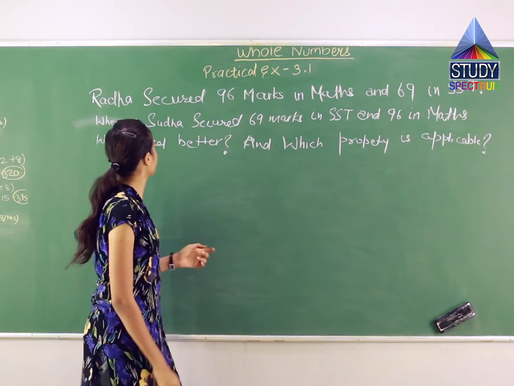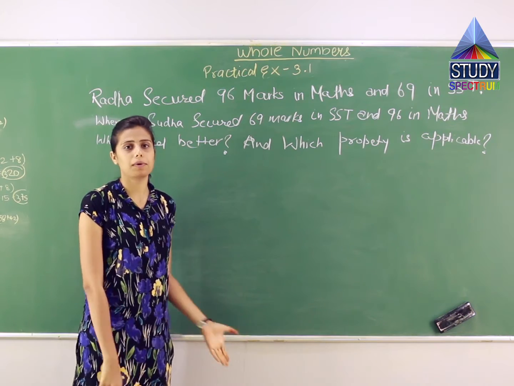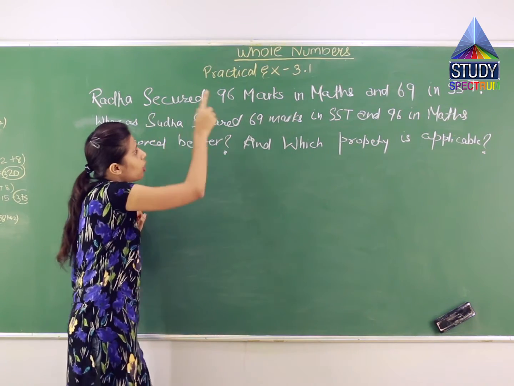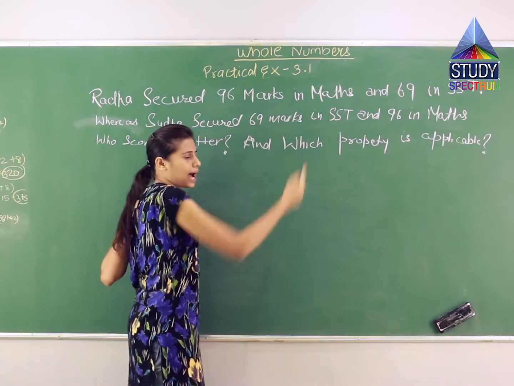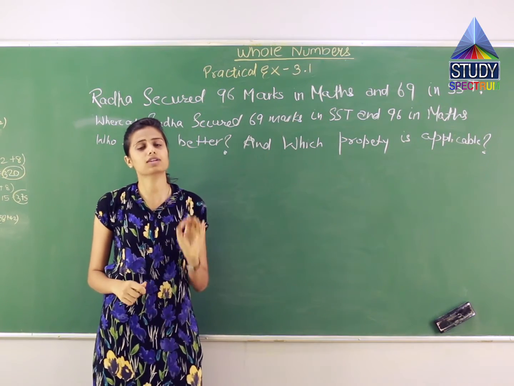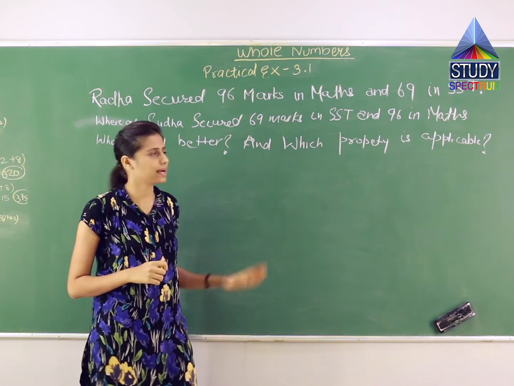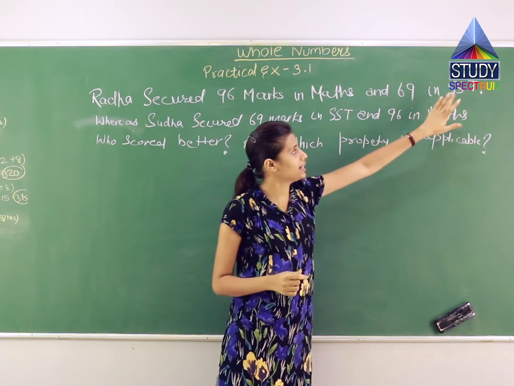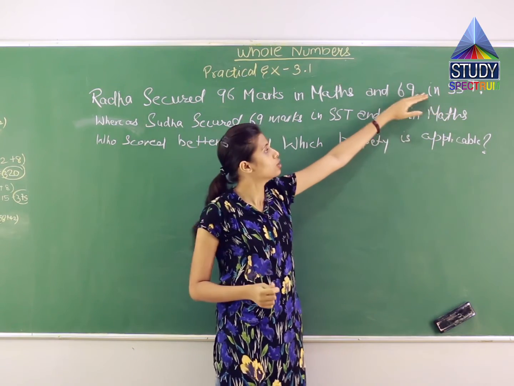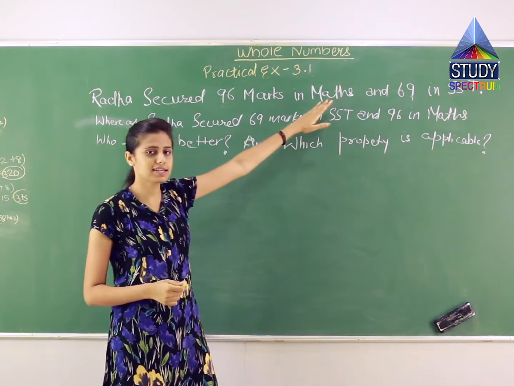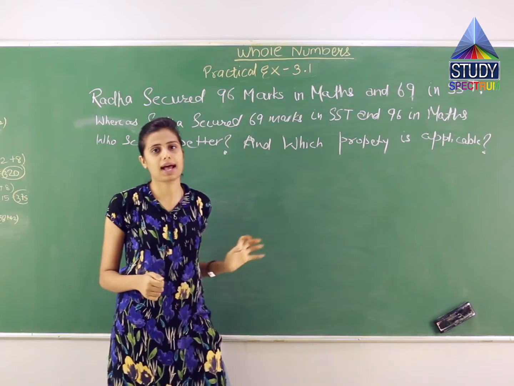Now let us move on to the next question. Over here we have a word problem which says that Radha secured 96 marks in maths. They are saying that Radha scored 96 marks in mathematics and 69 in social studies, right? So वो बोल रहे हैं कि राधा को 69 SST में मिला and 96 maths में मिला.